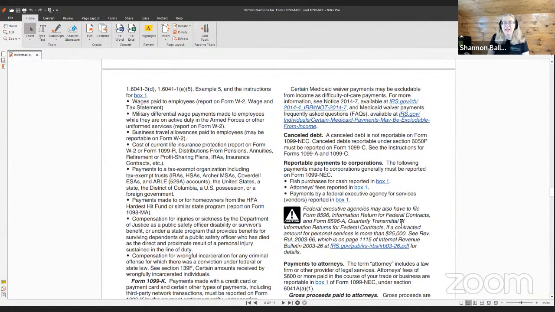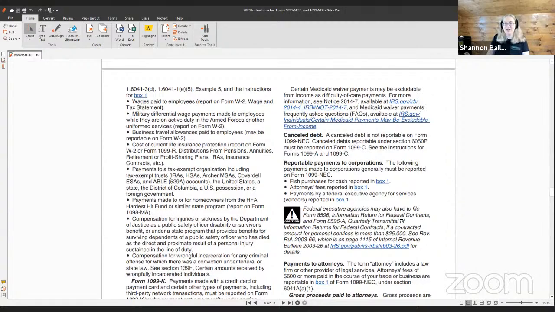Canceled debt. A canceled debt is not reportable on Form 1099-NEC. Canceled debts reportable under Section 6050P must be reported on Form 1099-C. See the instructions for Forms 1099-A and 1099-C.